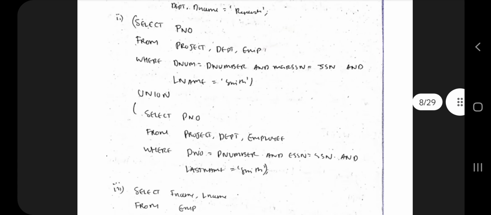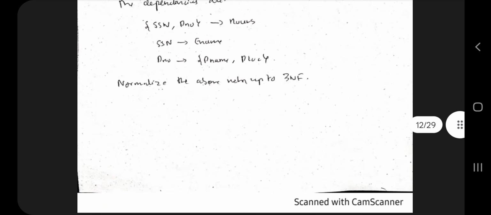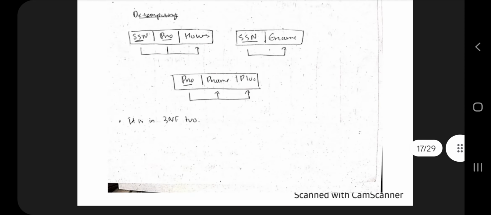So let's move on to the next module, which is module 4. Here we have two things: algorithms and problems, and normalization questions. So what is in the algorithms and problems? 3 algorithms are there. We'll be discussing that at the end. So let me show you what the 3 algorithms are.